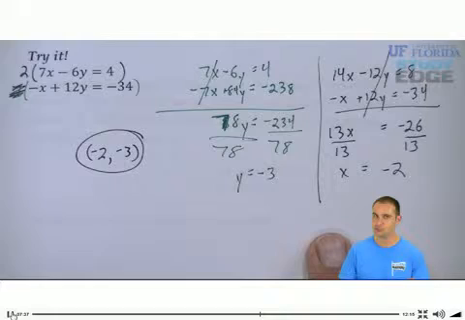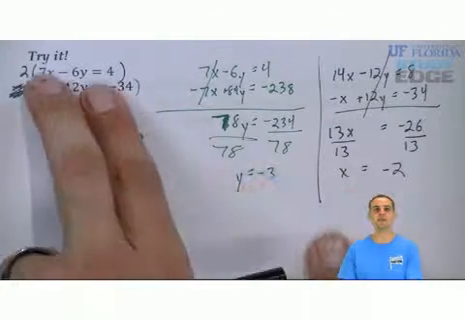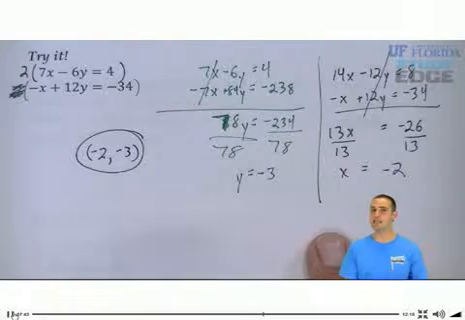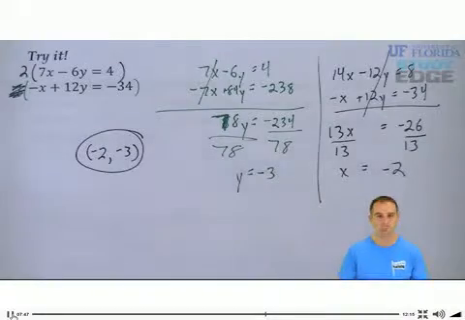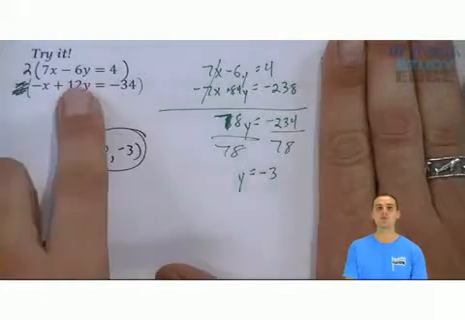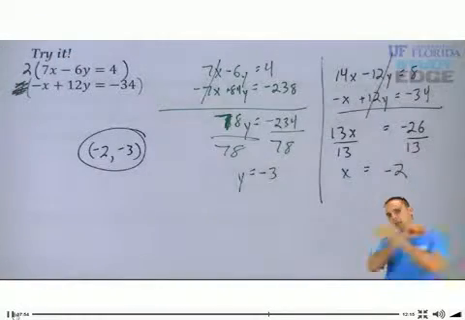And again, you can check. Go ahead if you want to, plug in a negative 2 and a negative 3 into both of these. In this case, though, I actually got both answers because I just eliminated one way or the other. But again, normally, you'd eliminate one of them, plug in, find the other, plug both in, and check.